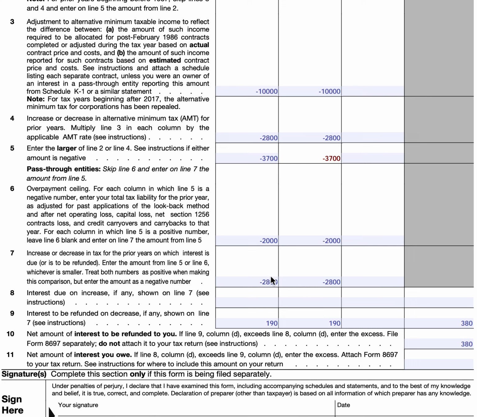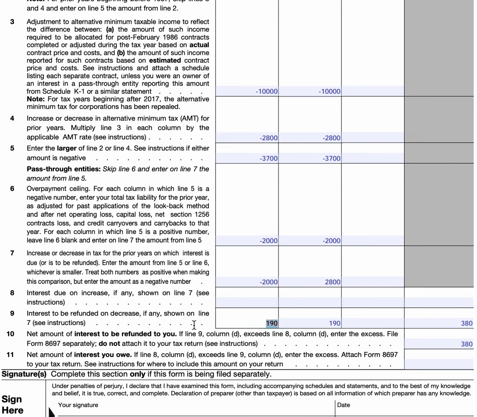And then your net increase or decrease in the tax bill based on that is the smaller of either line 5 or line 6. So you'll treat both numbers as positive when you make the comparison, but then you enter the amount. So we're actually going to enter the minus 2,000. And then, because these are both decreases, we would not enter anything into line 8. But we're going to change this, and we're going to pretend that this number is actually a plus 2,800.